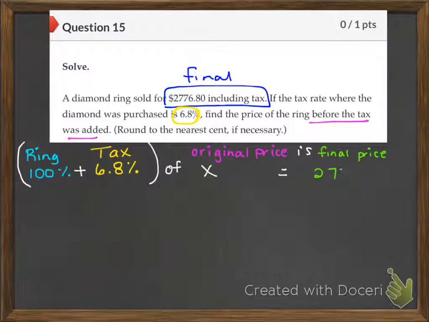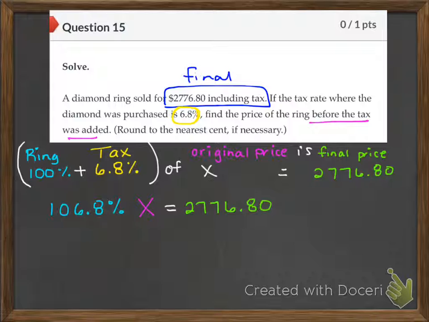The final price they gave us up there, I boxed it in blue, it's $2,776.80. So now you want to go ahead and combine the ring price, which is the 100%, plus the 6.8%. So now you get 106.8% x equals $2,776.80. But you can't leave that percent in there, so we need to turn that into a decimal.